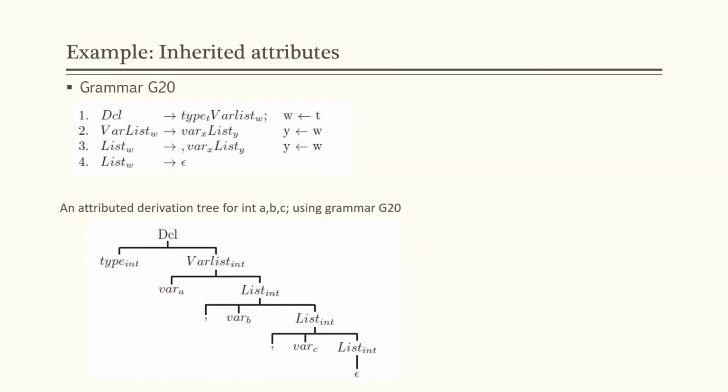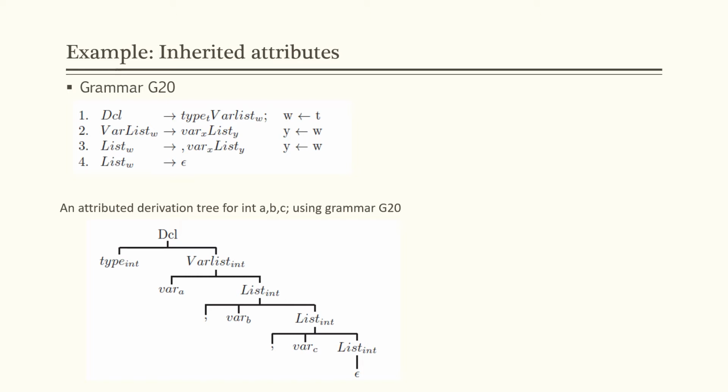Another one is inherited. With synthesized, you return the value to the upper level. Inherited is the other way around, which means you pass the value from one object to another object. Inside the inherited example here, we can see that they declare a type. This grammar is used for a derivation for integer type, to declare integer type.